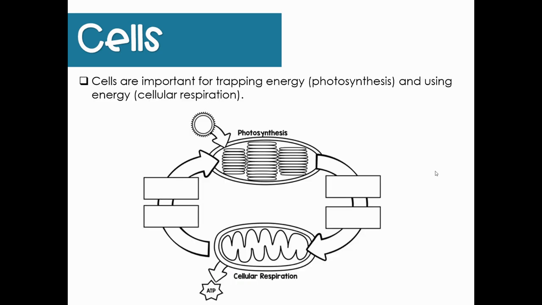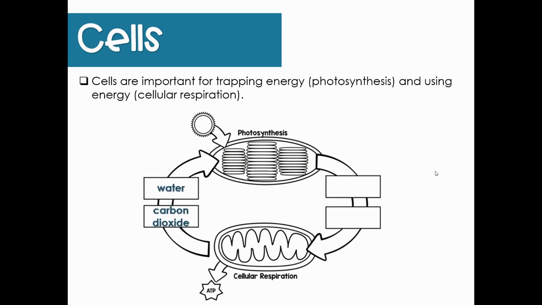So cells are important for trapping energy. We call that photosynthesis, and then using that energy. So we call that cellular respiration. And so we have sort of an image here. You need to make sure you know how photosynthesis, the outputs of photosynthesis become the inputs of cellular respiration. And then the outputs of cellular respiration become the inputs of photosynthesis. So it sort of works in a circular manner here.